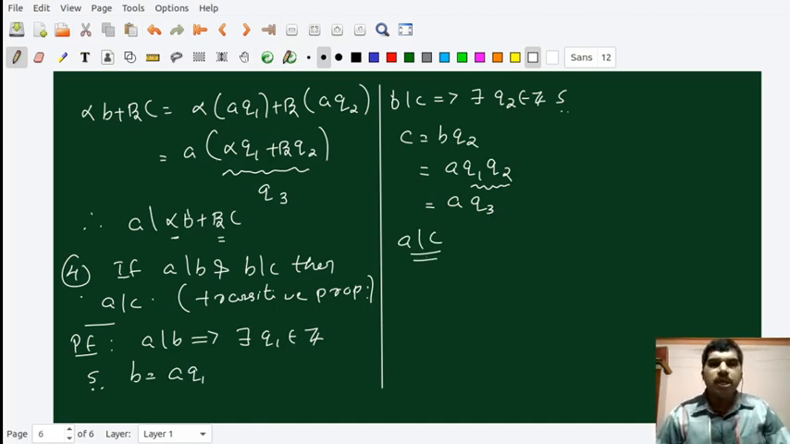So we proved that divisibility is a transitive property. That means if A divides B and B divides C, then A divides C.